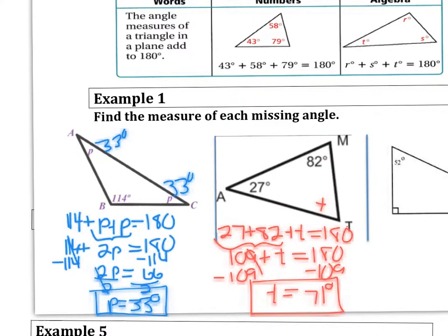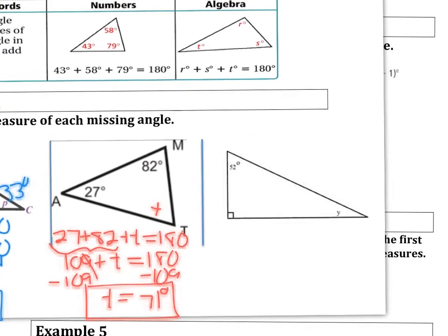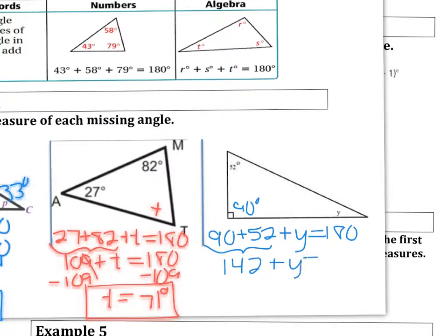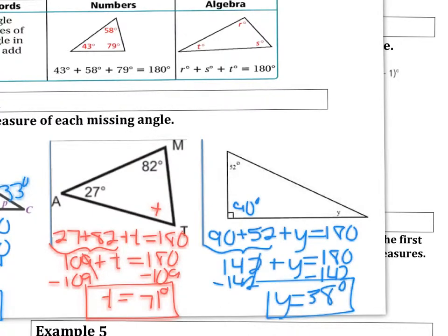Now the last one over here, I see that I have this little box. That box indicates that this is a right angle, so it's 90 degrees. So my equation would just be 90 plus 52 plus y is equal to 180. From there, I can combine my like terms, so 90 plus 52 would make 142. Then to solve for y, I would subtract 142 from both sides, and I would find that y is equal to 38 degrees. Okay, now they will get a tiny bit harder.